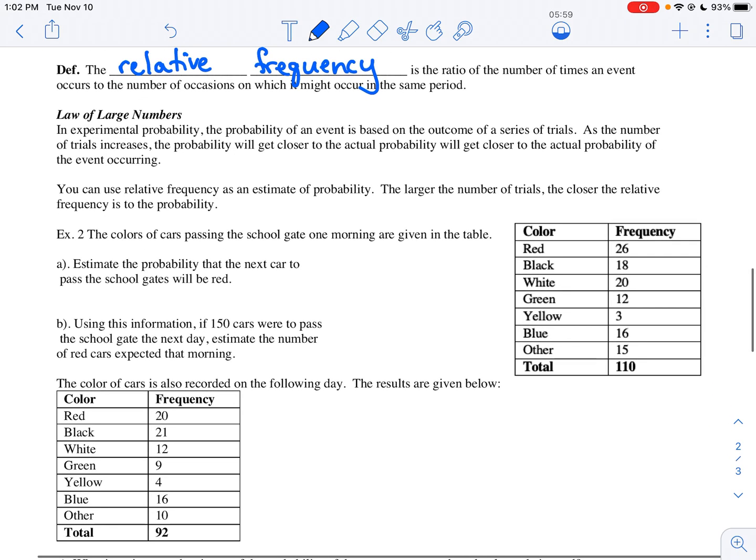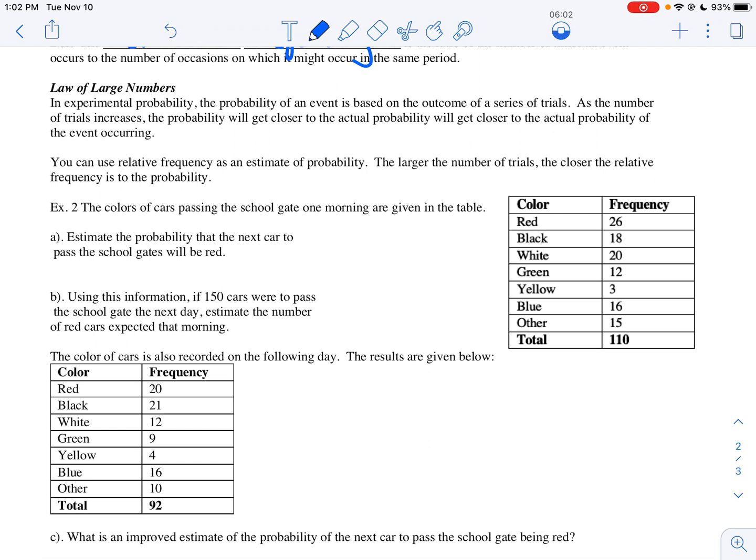So let's look at example 2. The colors of cars passing the school gate one morning are given in this table to the right. It says estimate the probability that the next car to pass the school gates will be red. Well, you're going to look at your table, and there are 26 out of 110. So that's 13 over 55, or approximately 0.236. Using this information, if 150 cars were to pass the school gate the next day, estimate the number of red cars expected that morning.